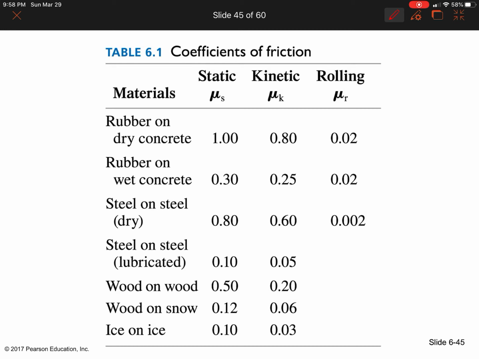And this particular table might be useful for homework purposes. Of course, I would think with the online homework that it would probably just give you these values within the problem, but just in case, you might need to have this available. It just sort of tells you, for instance, rubber on dry concrete versus rubber on wet concrete. So that completely changes the kinetic, static, and rolling frictions.